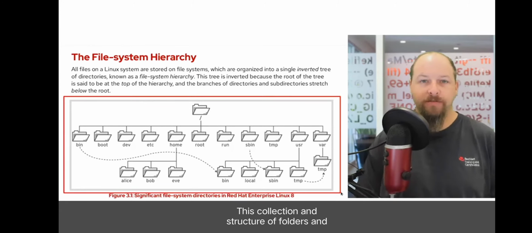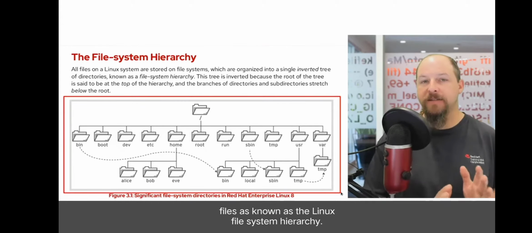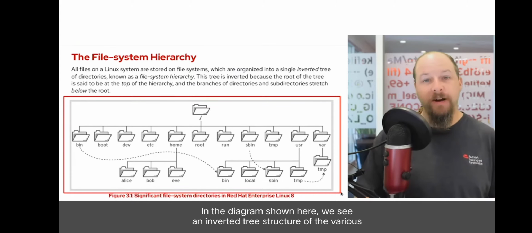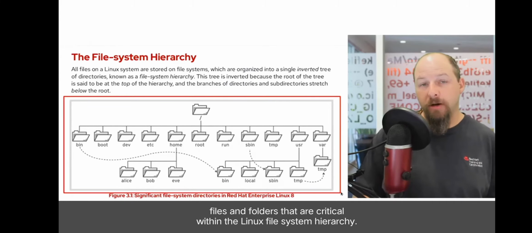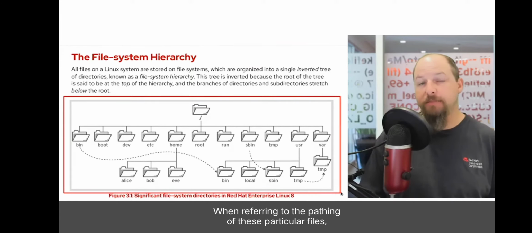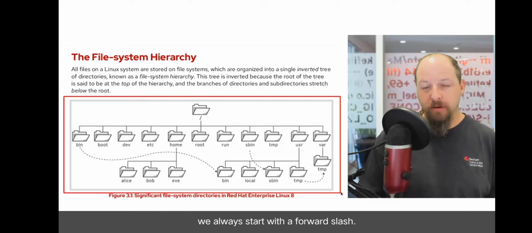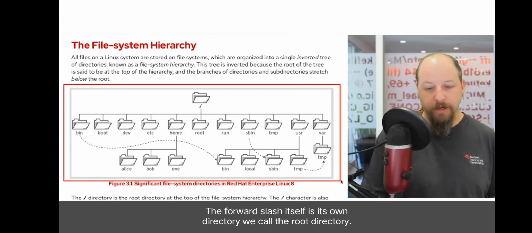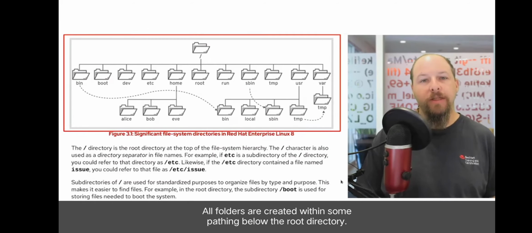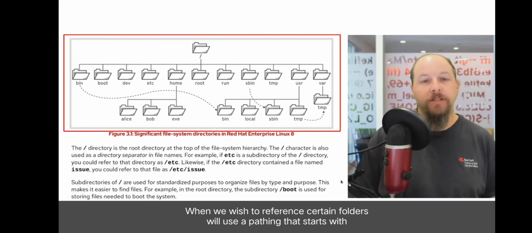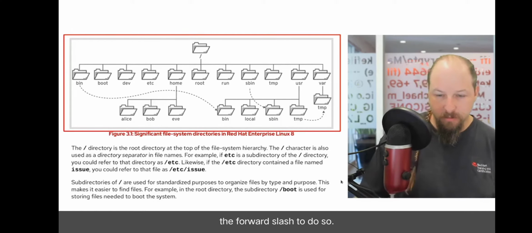This collection and structure of folders and files is known as the Linux file system hierarchy. In the diagram shown here, we see an inverted tree structure of the various files and folders that are critical within the Linux file system hierarchy. When referring to the pathing of these particular files, we always start with a /. The / itself is its own directory we call the root directory. All folders are created within some pathing below the root directory. When we wish to reference certain folders, we'll use a pathing that starts with the / to do so.